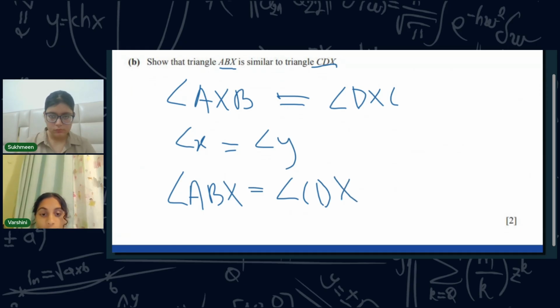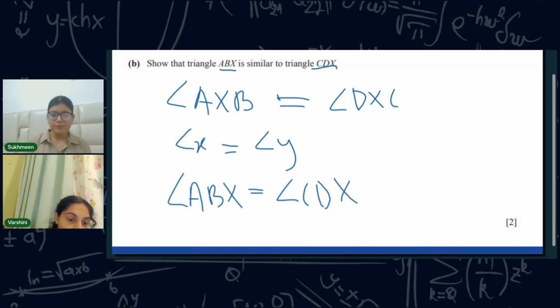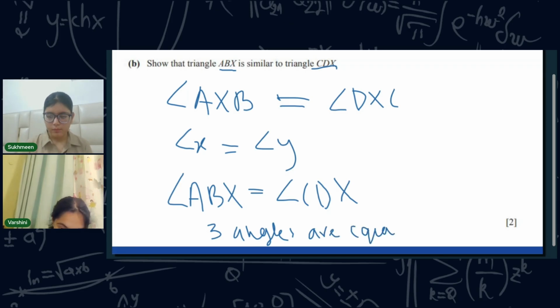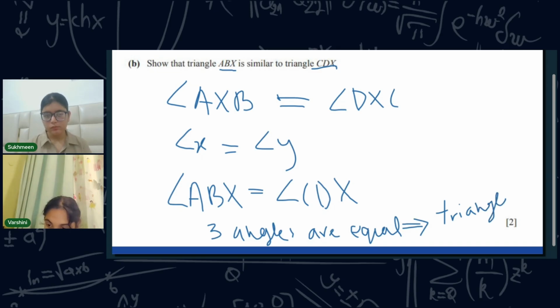Now we can't just end it here. We do have to say that three angles are equal, and so hence the triangles are similar.